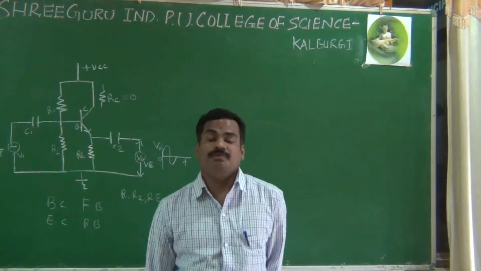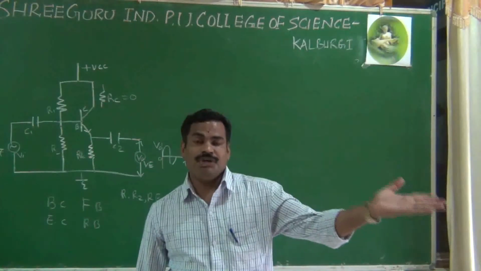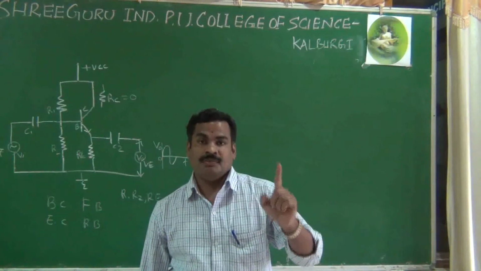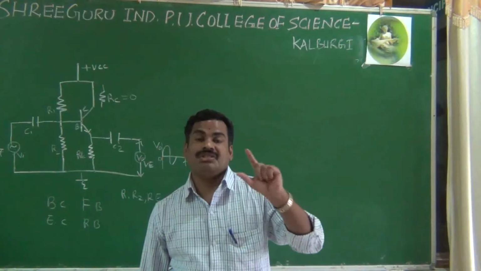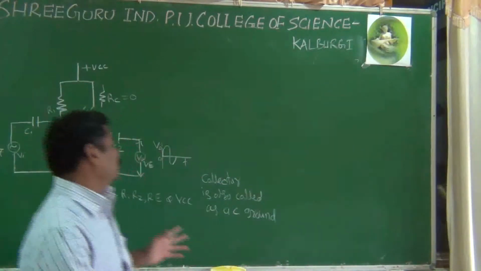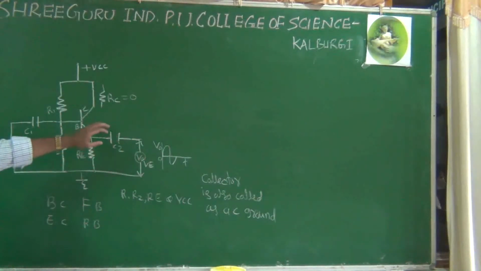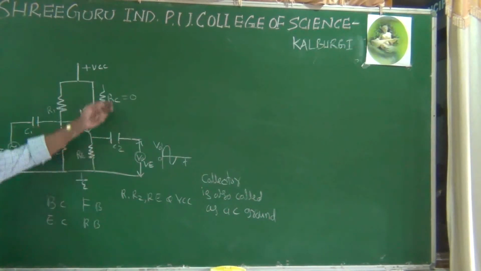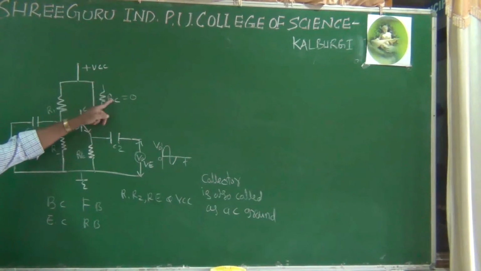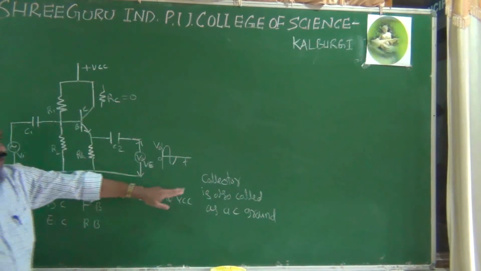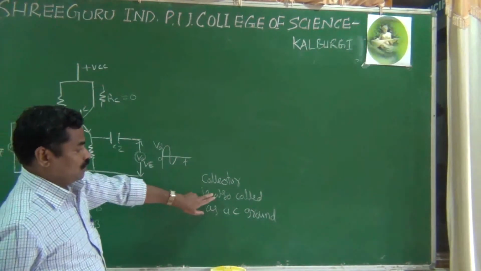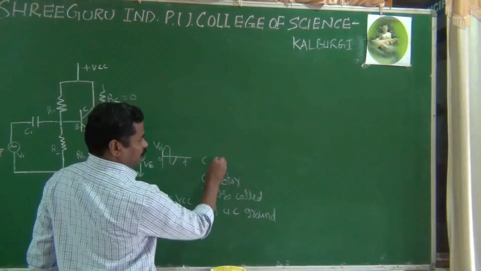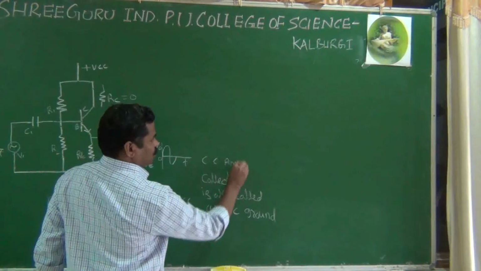And also the important thing: if you are going for common base or common emitter, you always measure the output across the RC. But in your common collector amplifier, you measure the output across RE, not across the RC. RC will be 0. That's why the collector is also called AC ground. In your CC amplifier, the collector will be AC ground.